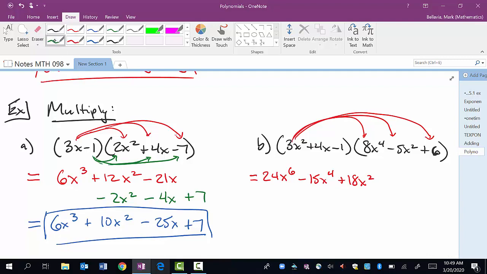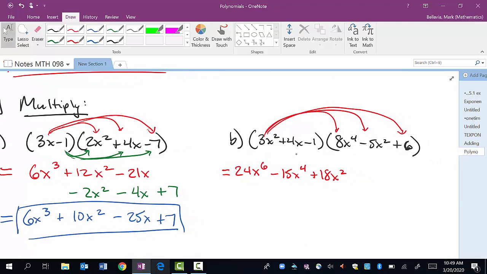3x squared times a positive 6 makes this a positive 18x squared. And now I'll look at multiplying the 4x through each piece. So 4x times 8x to the fourth, well, that'll be a positive, and this one doesn't really combine, so 32x to the fifth. In other words, when I say it doesn't combine, it doesn't have a like term already here, so I'm just going to write it at the end.